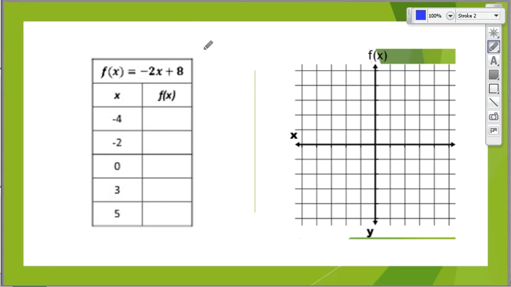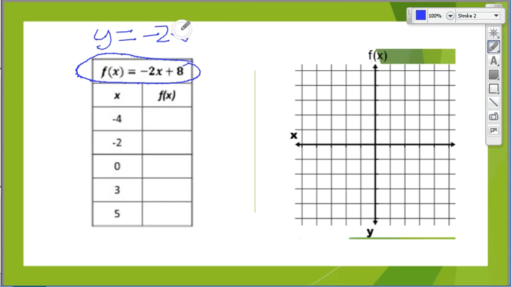Okay, so the next thing we are going to do is talk about how to create a table of values, how to find points that are on a line if you have that line's equation. Okay, so you can see this right here. f of x equals negative 2x plus 8. This is an equation of a line. Okay, remember f of x is the same thing as a y.